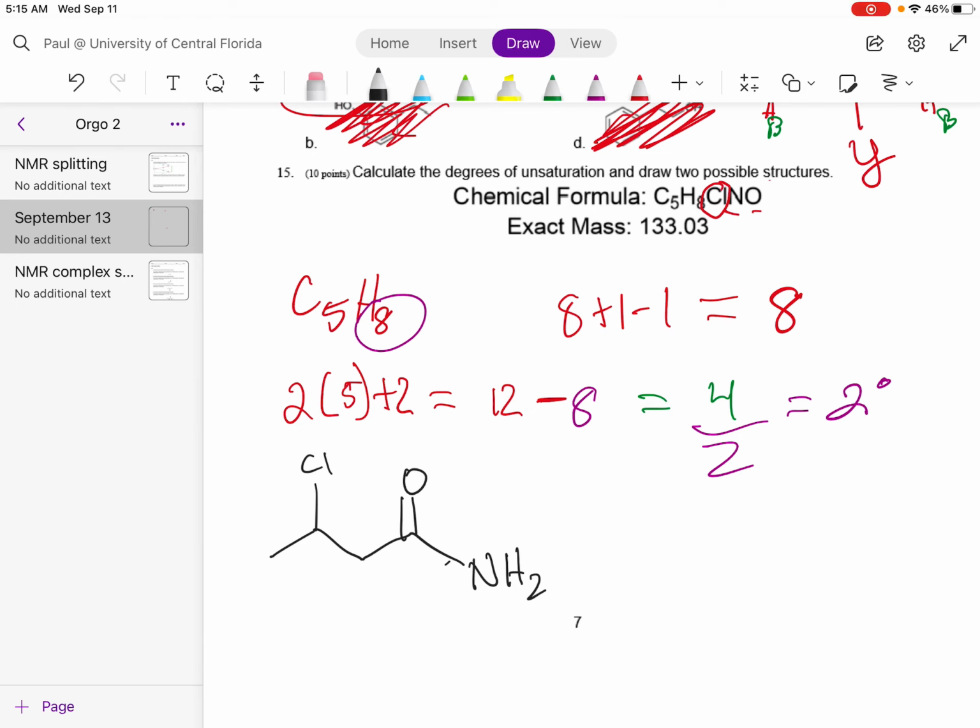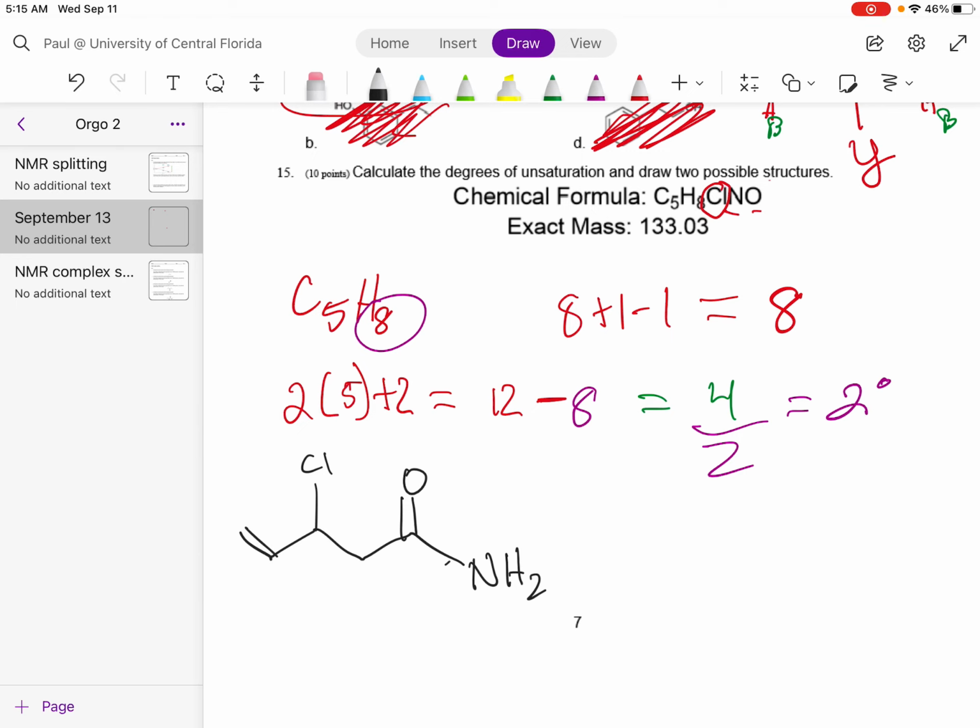And then, do I have an oxygen? Yes. Do I have a nitrogen? Yes. Do I have a chlorine? Yes. Do I have 5 carbons? 1, 2, 3, 4. Not anymore. So let's add a carbon. Now I have 5. And do I have 2 degrees of unsaturation? No, I don't. I only have 1. So let's just add 1. There, I have an alkene.